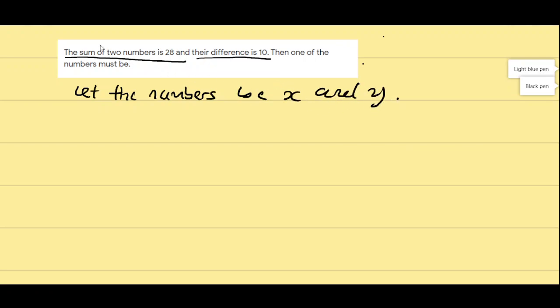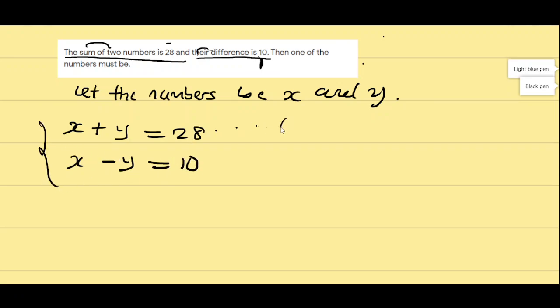We know that if we add x and y, that is the sum of the two numbers, we will get 28. So when we add x and y, we will get 28. And what do we know again about x and y? They are different. So if we subtract y from x, we must get 10. So there, x minus y is equal to 10. Usually we call this one equation 1 and this one equation 2.